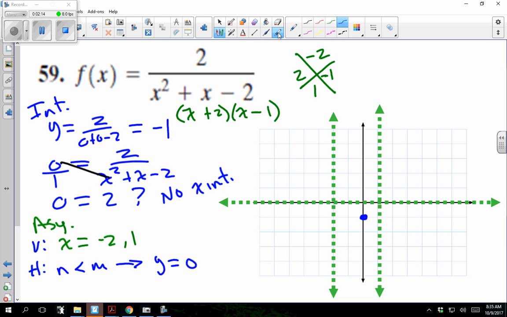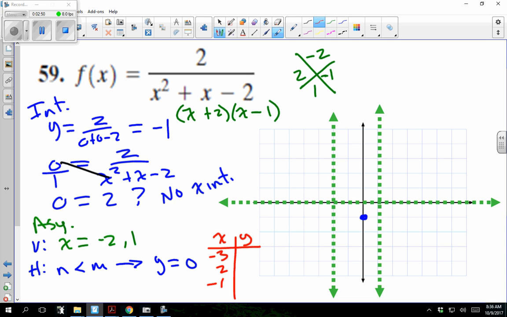So our next step here is just to go ahead and plot some points. If I create a t-chart, x and y, I would plug in something on the left side of this asymptote, something on the right side of this asymptote, and then that'll tell you what the middle is going to look like. You can go ahead and plot one more point in the middle, and these are the points I'd probably plot. I'd plot -3, +2, and -1 to find those areas and see what this is going to look like.